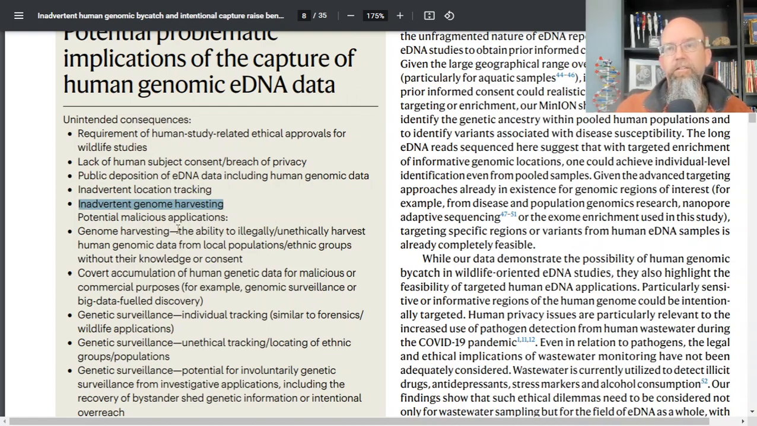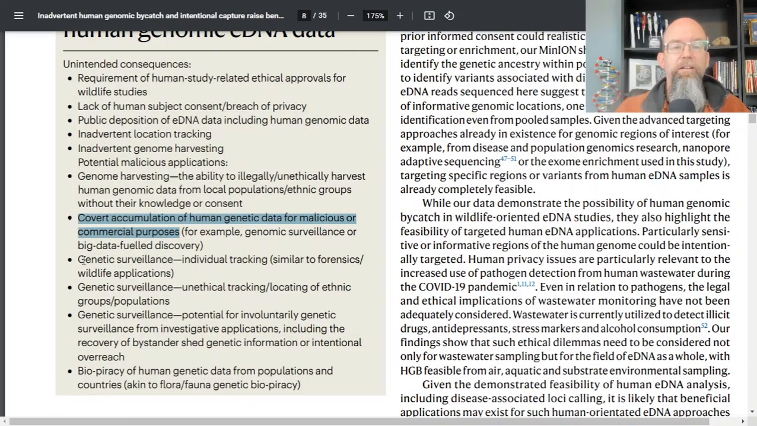If you get large enough sequences and start putting them together, you could reconstruct the genome of an individual. And now with a whole genome, you could even compile a number of different characteristics of that person, right? You could even potentially draw a profile of what that person might look like just from that. Which of course leads to potential malicious applications. Genome harvesting, right? That's harvesting human genomic data for whatever purposes you might want to use it for. Accumulation of human genomic data for commercial purposes, right? Genetic surveillance, individual tracking of people.